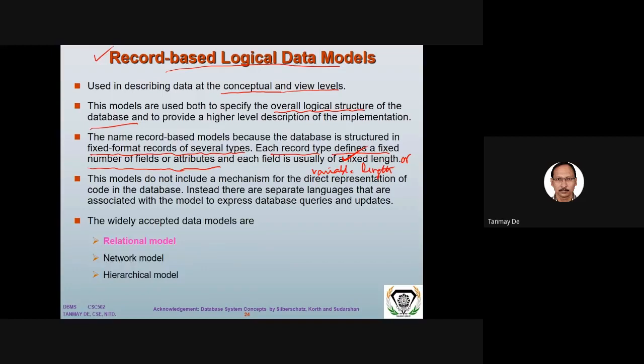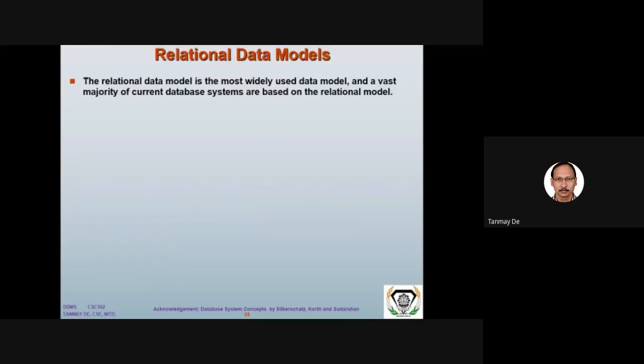I already told the widely accepted data models which are based on the record-based logical model are the relational data model, network model, and hierarchical model. So, what is the relational data model? I already told that the relational data model is the most widely used data model in the past as well as at present. The majority of the current database systems used by different enterprises or organizations are based on the relational model.